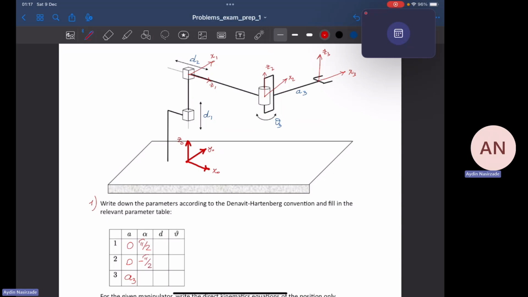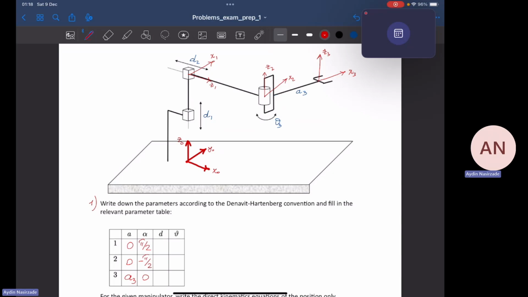Again, using my right hand, I can detect the direction of positive rotation. Now we are going to find alpha 3. What is alpha 3? The question for alpha 3 is: around x3, how much I have to rotate z2 so that it can align with z3. The answer is 0, because they are already aligned. They align with each other because they are parallel, right? So it's going to be 0 for alpha 3.